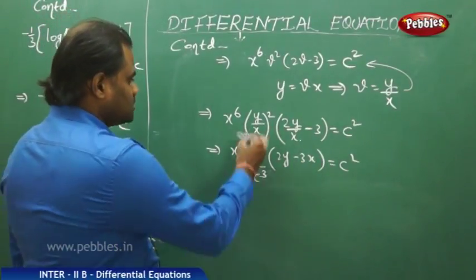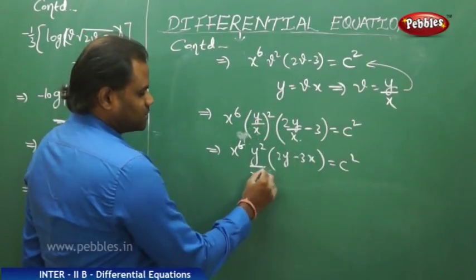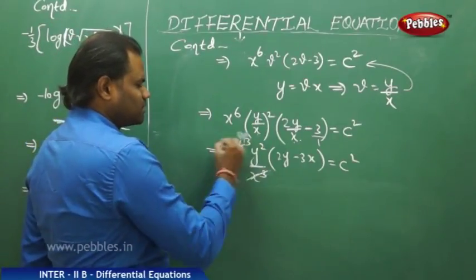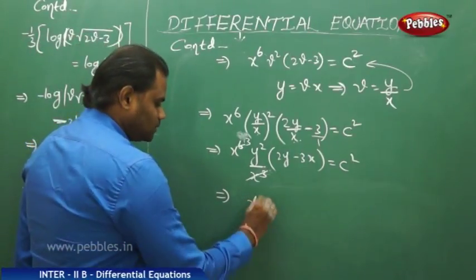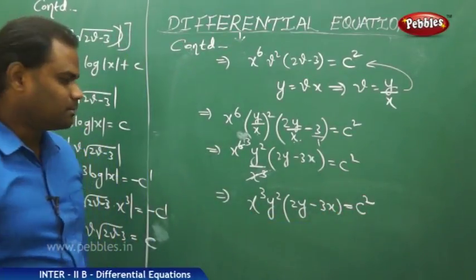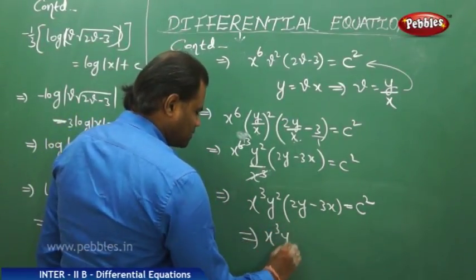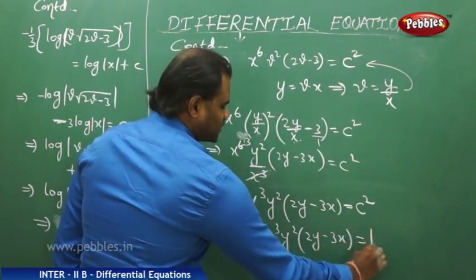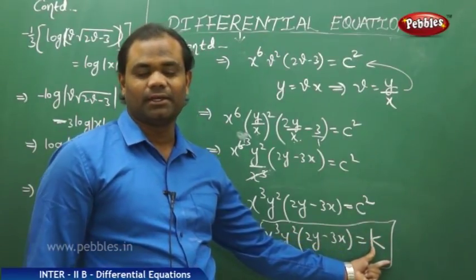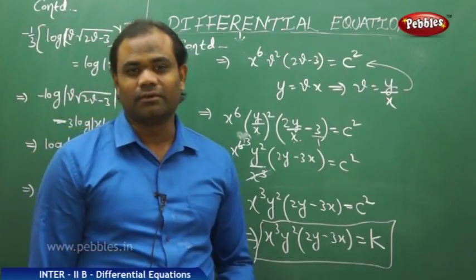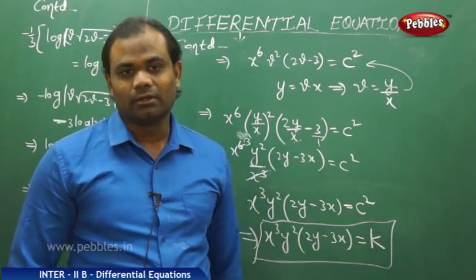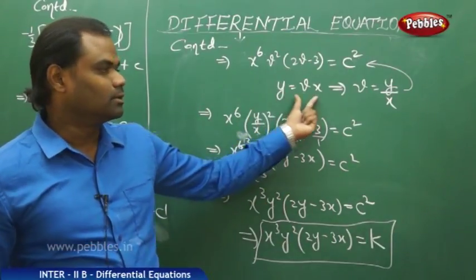Now as we see here, this is y by x, so y square by x square times of x, which becomes x cube times this equals c square, by taking LCM and multiplying x with x square. This on further simplification gives x cube. Therefore, we get the final answer as x cube y square (2y minus 3x) equals c square. Or this can be adjusted as some constant k, that is x cube y square (2y minus 3x) is equal to some k, because the arbitrary constant can be replaced by any k in general. Therefore the general solution of the given homogeneous differential equation is x cube y square times (2y minus 3x) equal to k, using the homogeneous method, substitution of y equals vx.